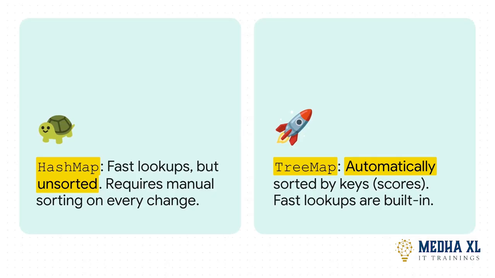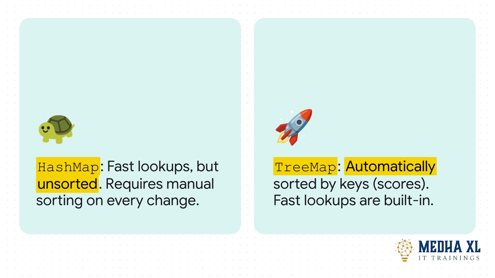Well, your first instinct might be a HashMap. I mean, it's great for fast lookups, right? If you need to find a player's score, it's instant. But here's the catch. It's completely unsorted. You'd have to resort the entire list yourself every single time a score changes. That's not efficient. Now, over on the other side, we have TreeMap.